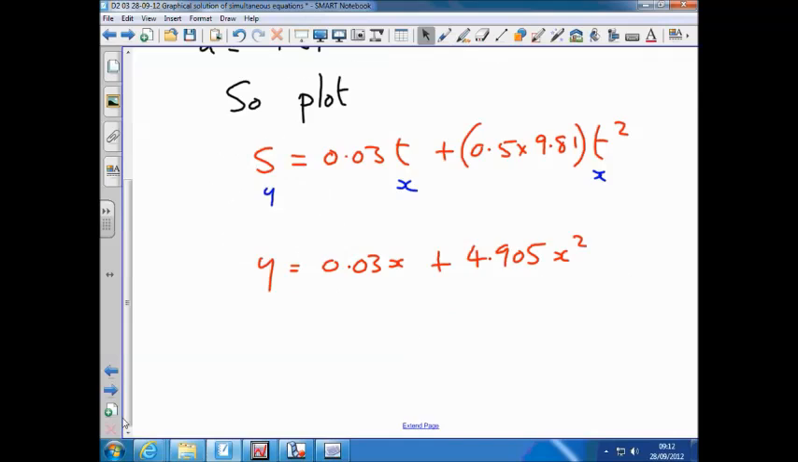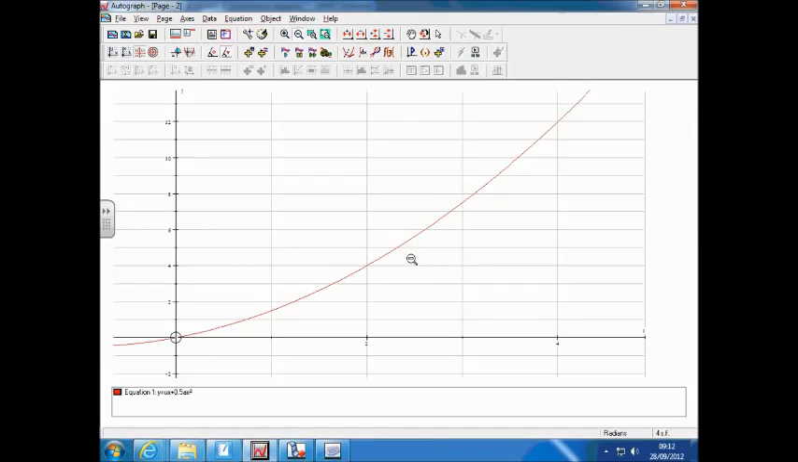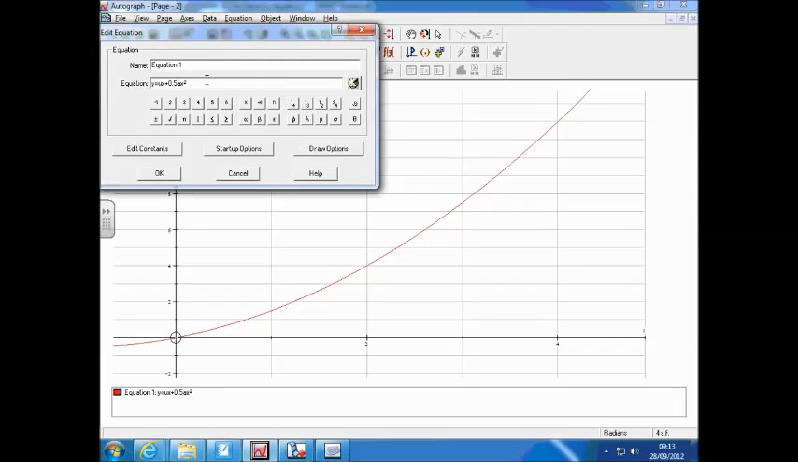Now we know values. So if we go back to the function we plotted in the first place on Autograph, we played around with it with u and a set as 1, remember. So you might find you want to plot just s equals or y equals ux plus a half ax squared as we've done here. But what we're going to do now is actually change this formula to the one we want to put in. So y equals u, which is 0.03, x plus 4.905, was it? x squared.